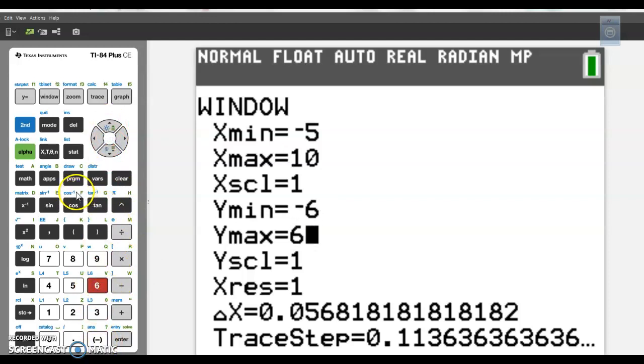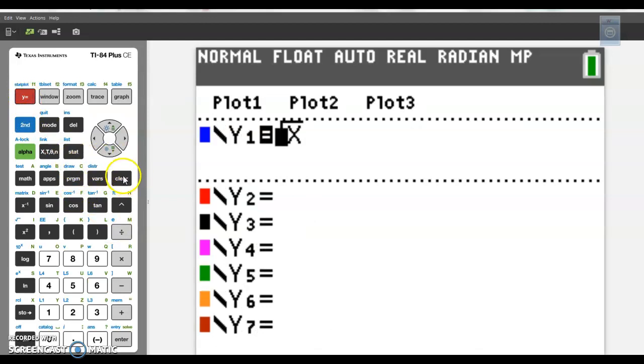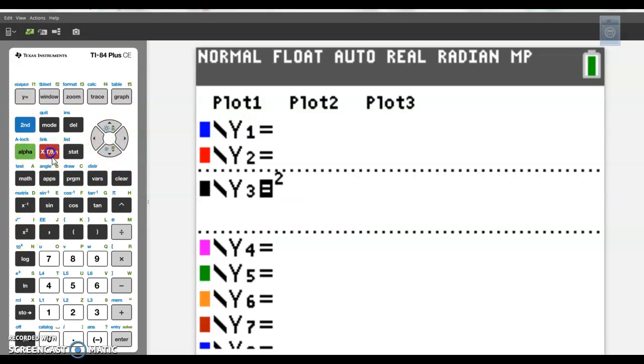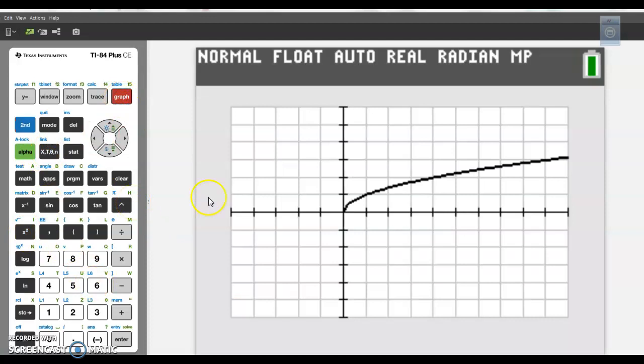Okay, and I'm going to make it look like what's on the paper. So instead of putting it in Y1, I'm going to put it in Y3 so it looks like the black one. There we go. So when I graph this, that looks just like what's on the paper.